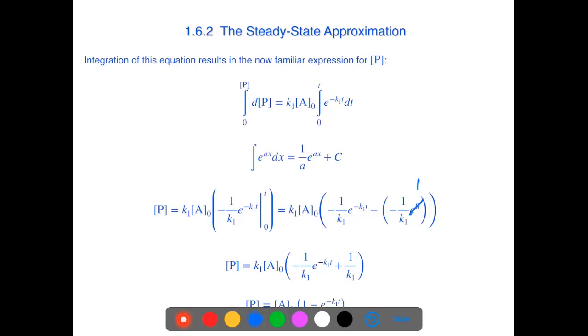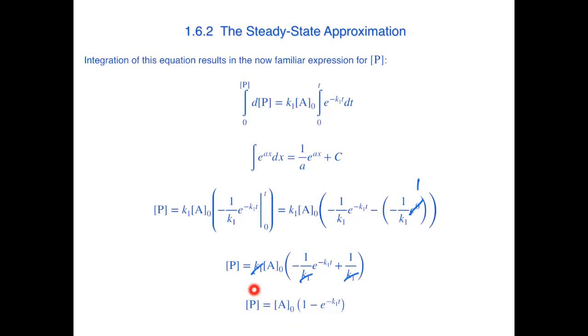Okay. So we end up with a product of k1 a naught bracket, minus 1 over k1 e to the minus k1t plus 1 over k1. And we can do some rearrangements where we can factor out the 1 over k1, and then that will cancel out with the k1 out front. So we're going to see cancellation of these terms. And so what we're left with is, as shown, our product concentration equal to the initial concentration of A multiplied by this 1 minus exponential term, e to the minus k1t.